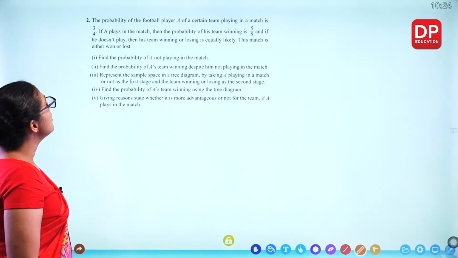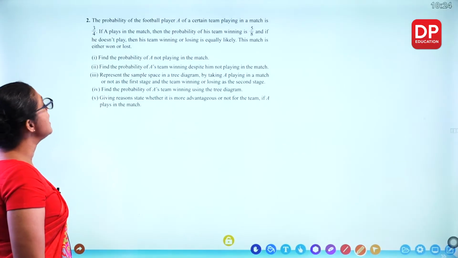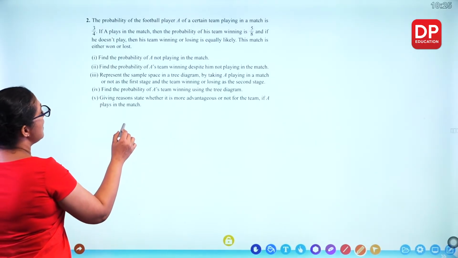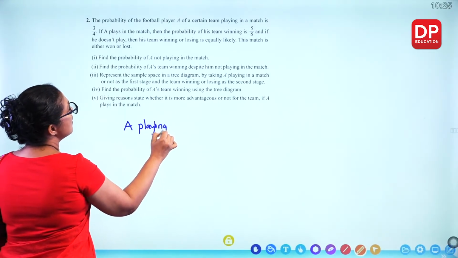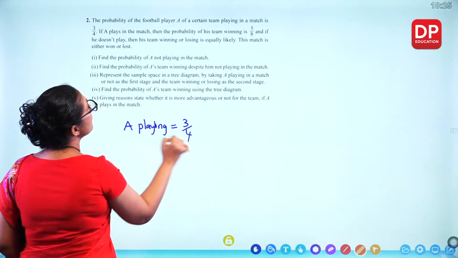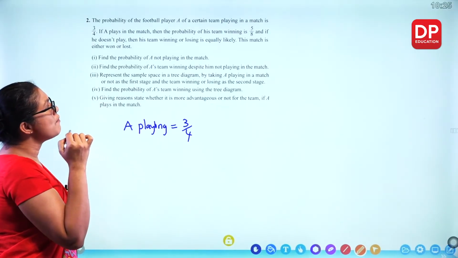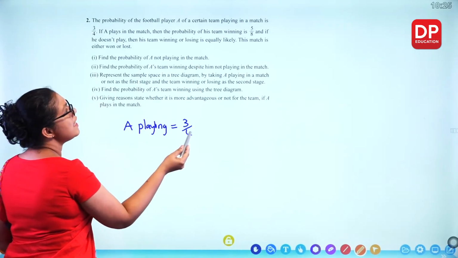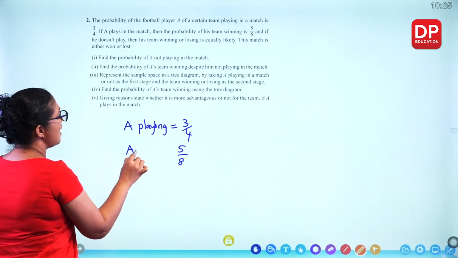Question number 2. The probability of the football player A of a certain team playing in a match is 3/4. So A playing is 3/4. And then the probability of his team winning is 5 over 8 if A plays. A is there and winning.